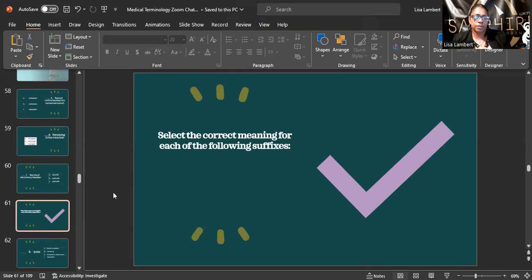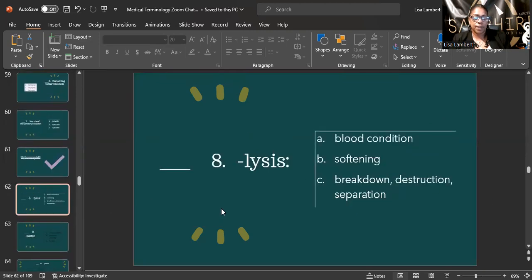Select the correct meaning for each of the following suffixes. I love these little designs that are on here. Blood condition, softening, breakdown, destruction, separation. Here is how I do it: I single out what I know it's not. You're just starting medical terminology, so you don't know what it is.